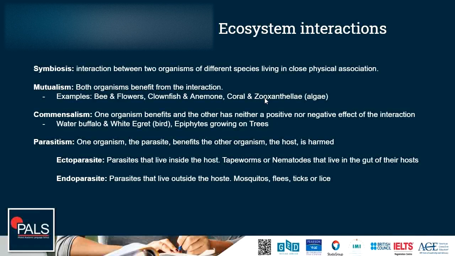Commensalism, another example of symbiosis, is where one organism benefits from the interaction, where the other organism is neither harmed nor gains a positive effect from the interaction. It's a neutral form, basically. It's not affected. Some examples would be the water buffalo and the white egret.